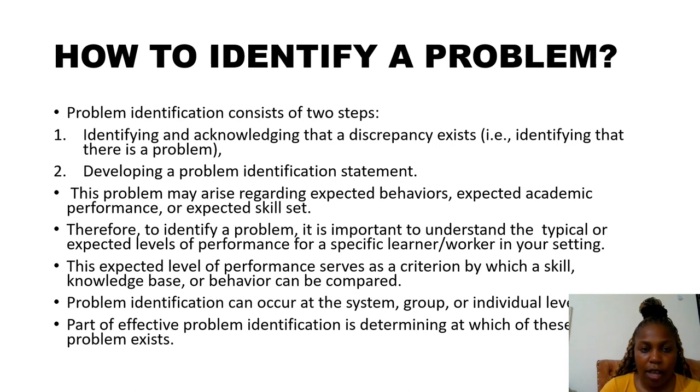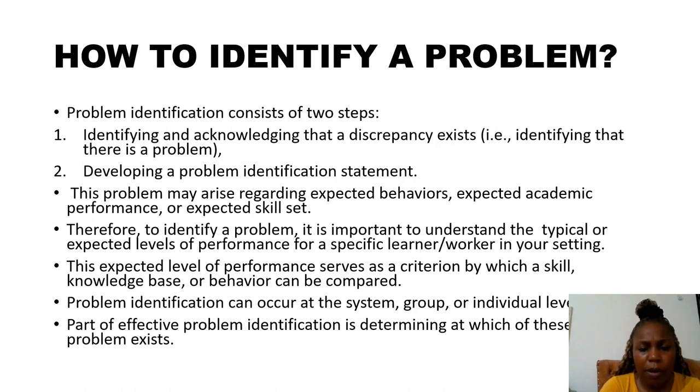So if you have identified the area now where you can pick a problem, how can you identify the problem itself? So problem identification consists of two steps. One, identify and acknowledge that a discrepancy or a gap exists. So first you have to really identify that there is a problem, not to suspect, but you should have a bit of evidence. Then develop a problem identification statement.